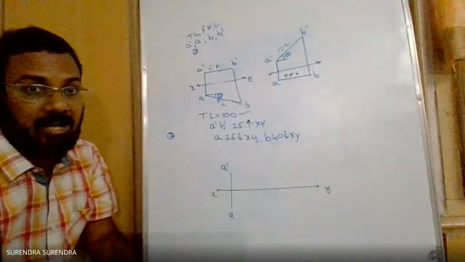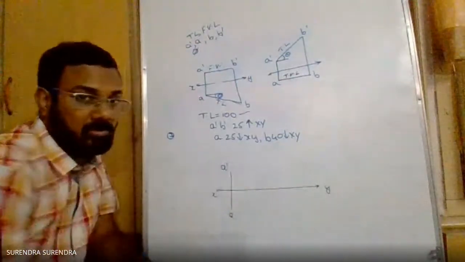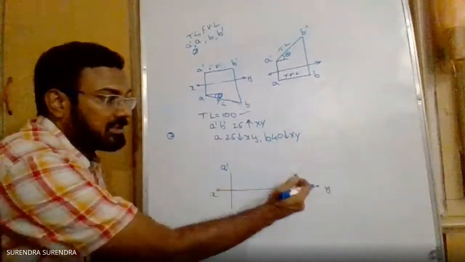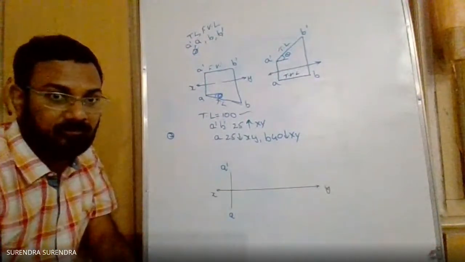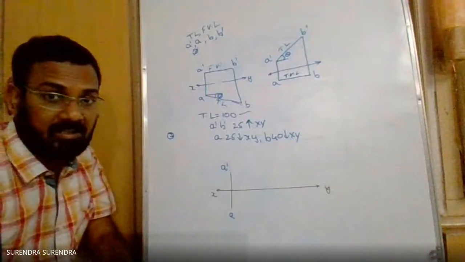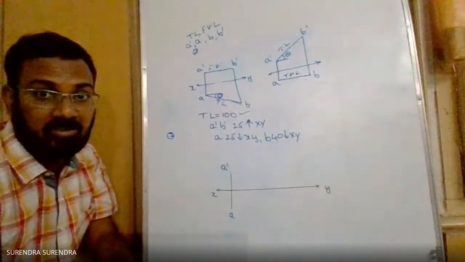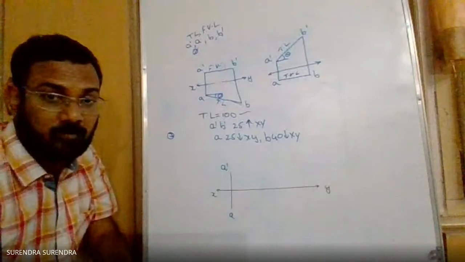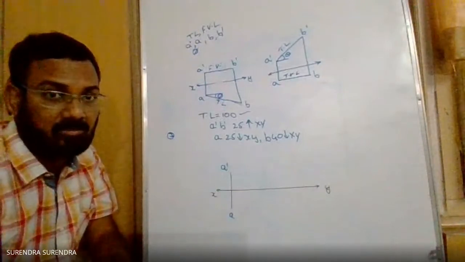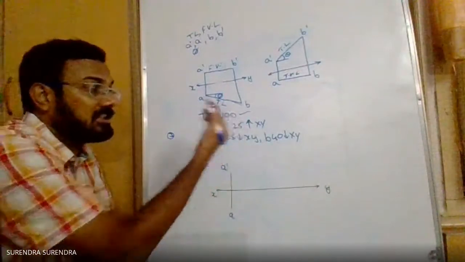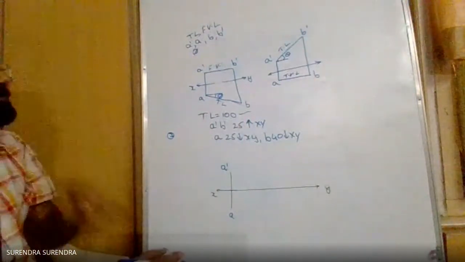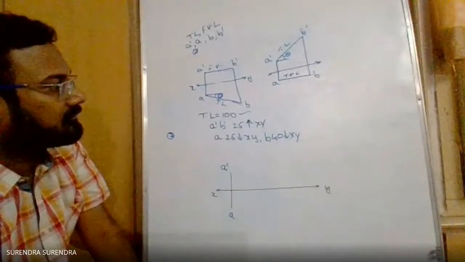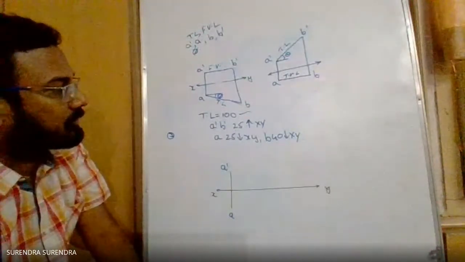We also know B dash and B, so B dash and B can be drawn. But do you know the projector distance between A dash and B dash? We don't know. To draw a line, the condition is that we have to know both its length and orientation. We have only the length, we don't know the orientation. So how do we draw it? Any of you?